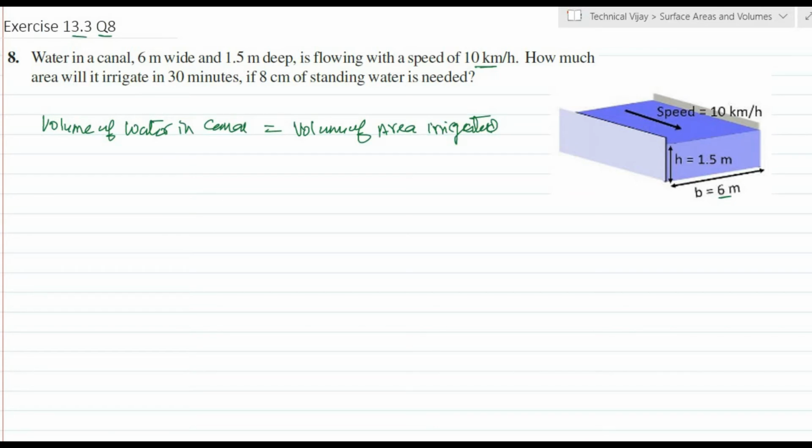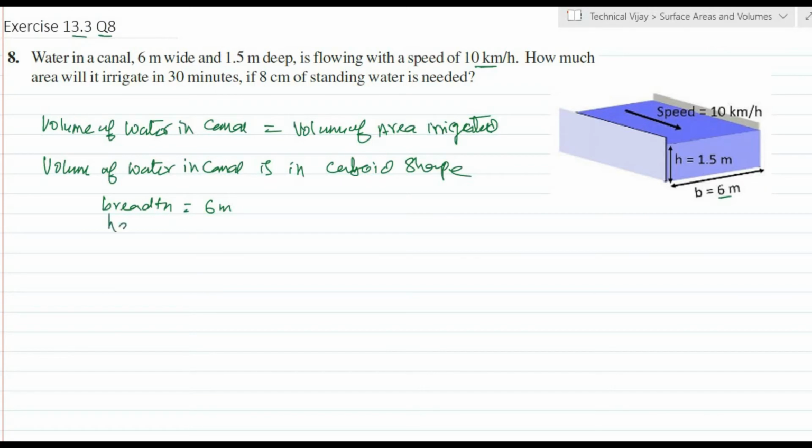And how to calculate the volume of the water that is in a canal? It is in the shape of a cuboid. So the cuboid formula is L into B into H, that is the volume of water in the canal. The volume of water in the canal is in cuboid shape. So here breadth is equal to 6 meter and height he has given is 1.5 meter. Here 1.5 meter deep.